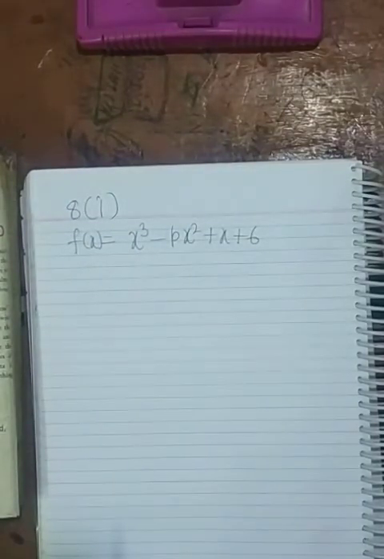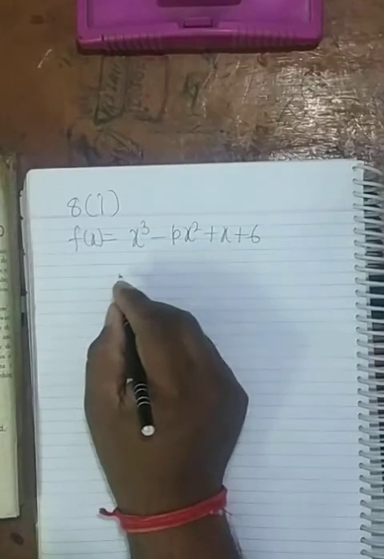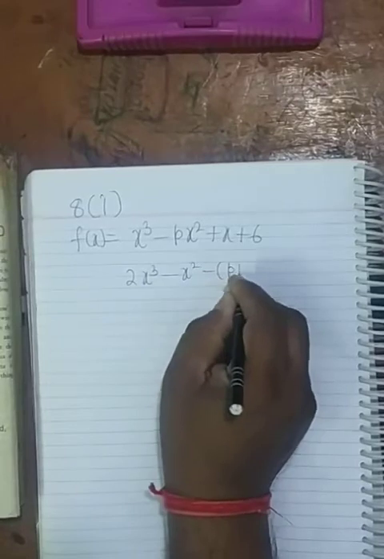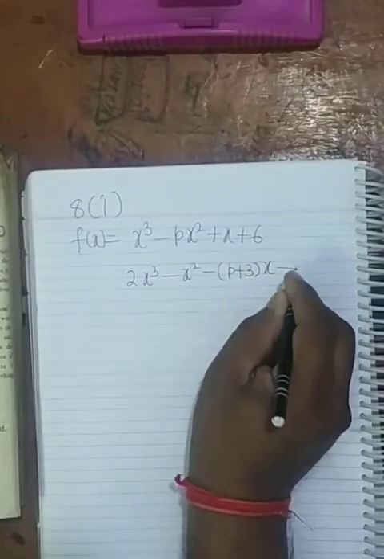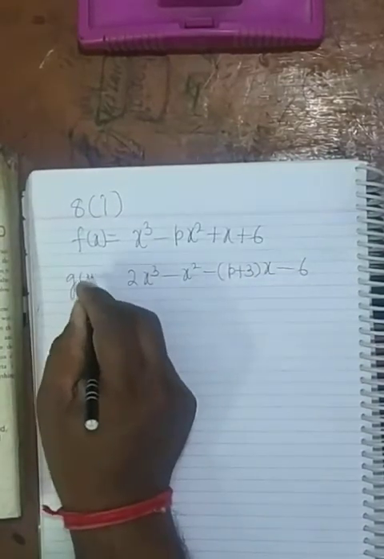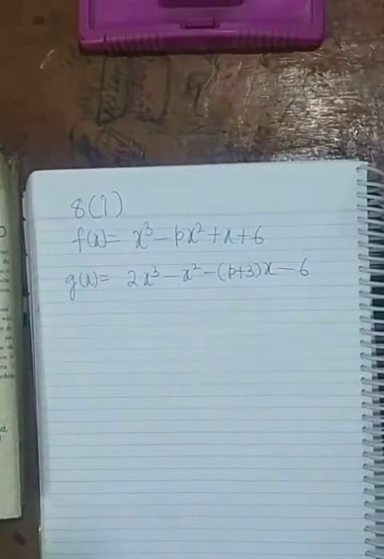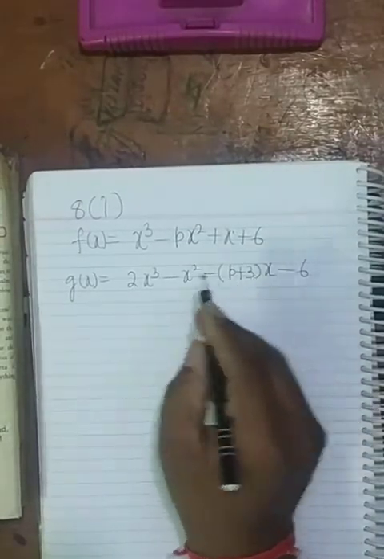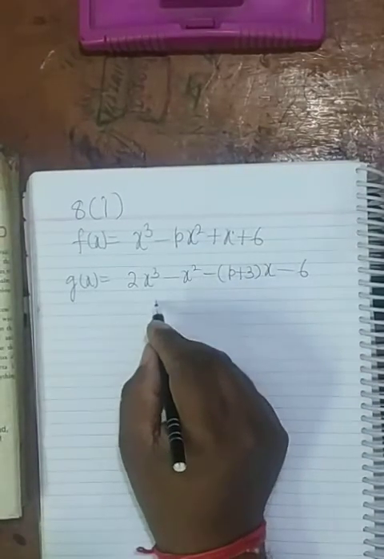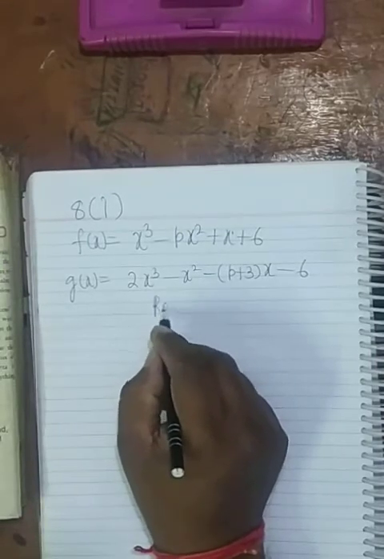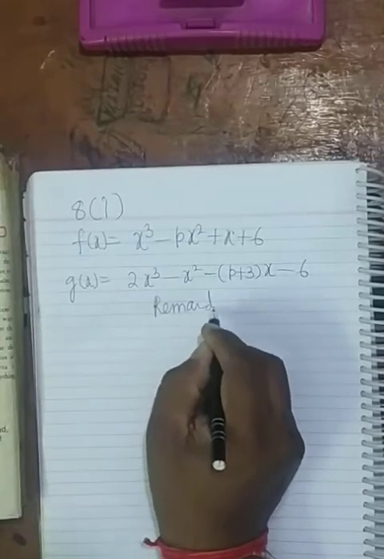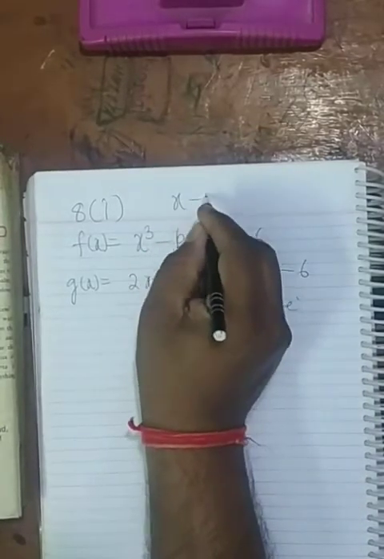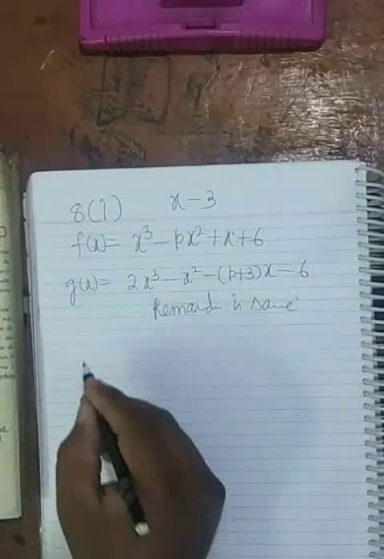And the other polynomial is 2x cube minus x square minus (p plus 3) into x minus 6. This is g(x). They leave the same remainder; find the value of p. When these two polynomials are divided by x minus 3, in both cases the remainder comes out the same. So see here, from the remainder theorem.